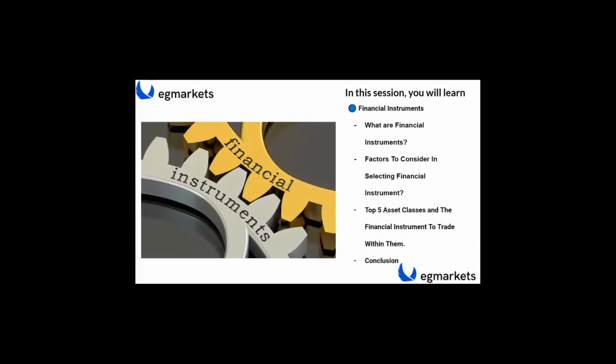They have enough liquidity, they have enough volatility, they have low transaction costs, and the information about these financial instruments is always available. Okay, I said EUR USD, GBP USD, EUR GBP, and CAD JPY. These are the best 4 financial instruments under forex as an asset class.